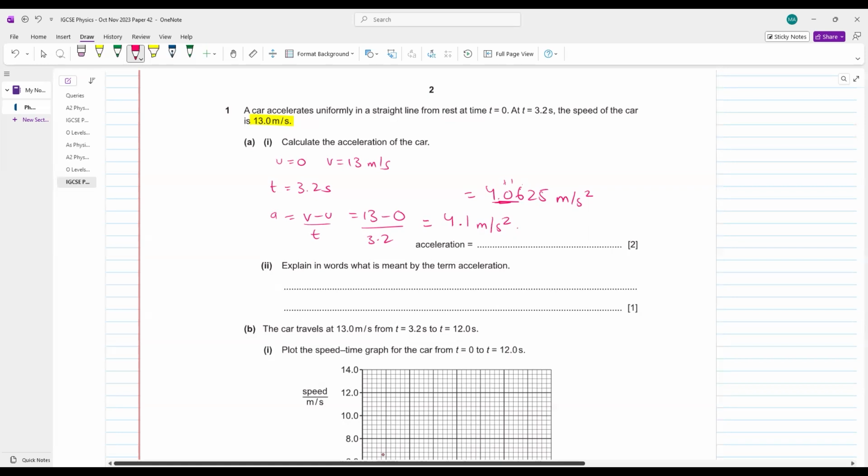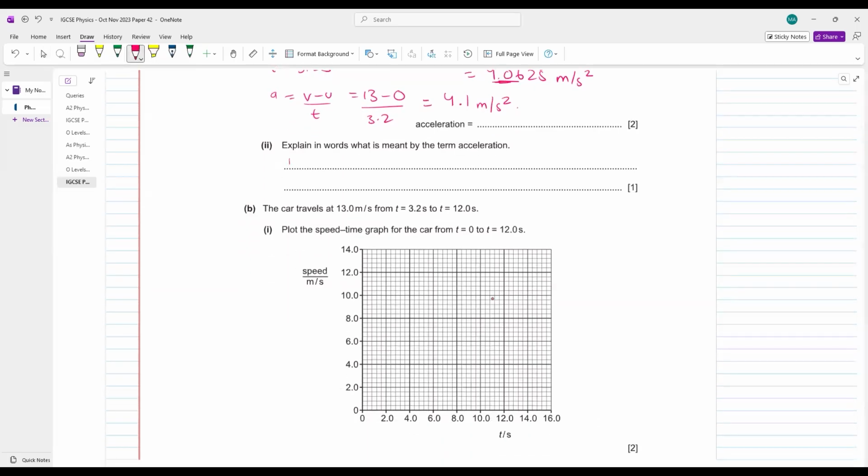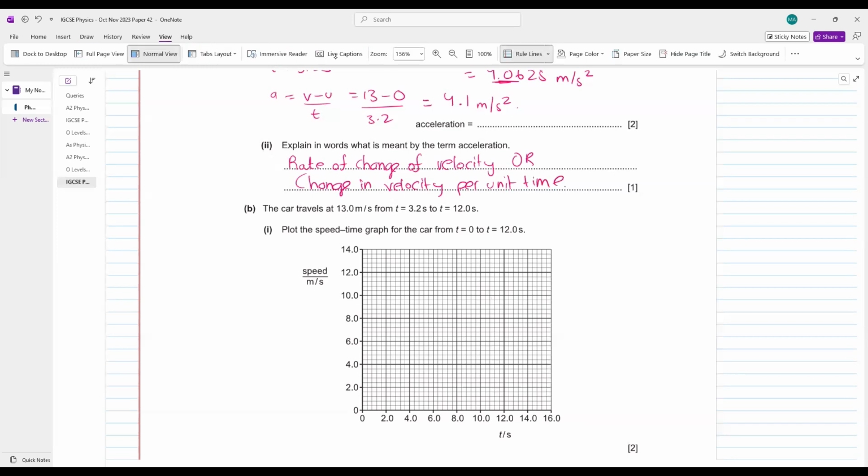Explain in words what is meant by acceleration. Acceleration का मतलब क्या होता है बेटा? Acceleration की definition is rate of change of velocity, or another definition of acceleration can be: change in velocity per unit time. Simple. Let's move on to part B.